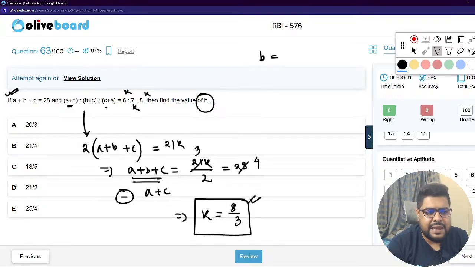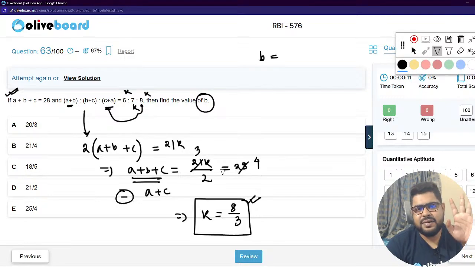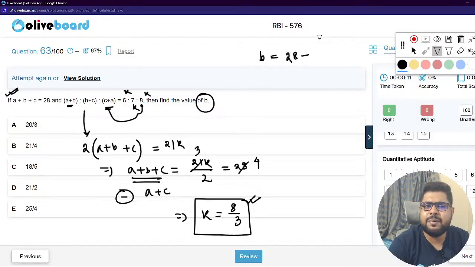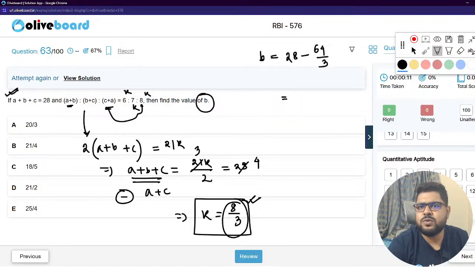A plus C is 8k, sir. So B will be A plus B plus C, which is 28, minus 8k, that is 8 into k, which is 8 by 3, so 64 by 3. So 84 minus 64 by 3. That is 20 by 3.